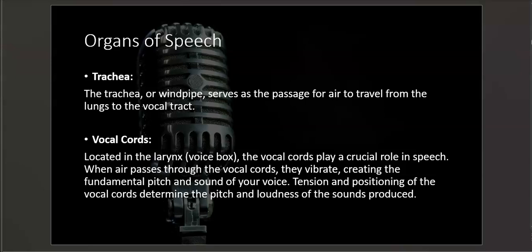When the air hits or passes through these vocal cords, they vibrate. So try to ask yourself, class, what happens when the air doesn't pass through these vocal cords? Do you speak? Or what happens when the air hits the vocal cords? Because, like I've said, they vibrate and create the fundamental pitch and sound of your voice, okay? So vocal cords are very essential when we're talking about speech, or when you want to pass on certain information.